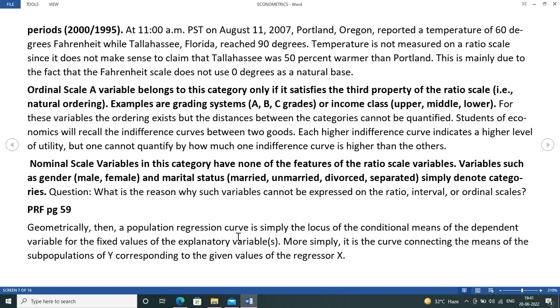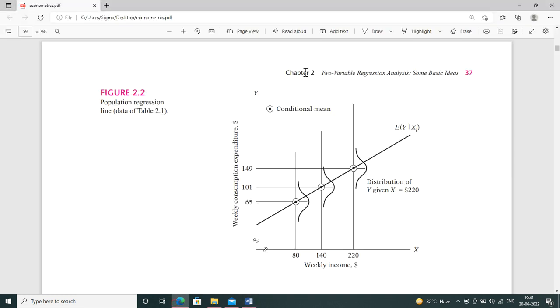If you fix income level at 100, you will have an average for that 100 income level, and again you fix income at 120, and you will have an average for that 120 income group. When you draw a line passing through the means of these various income groups, that line is known as PRF, and this can be geometrically represented like this. So essentially, this is the PRF, and these circles are the conditional means. You fix income at 80 first, then later 140 and 120, and you will have data spread across these conditional means.